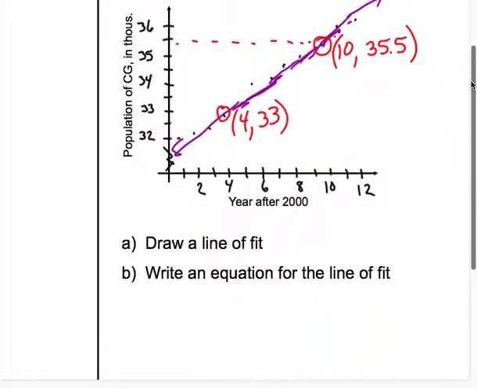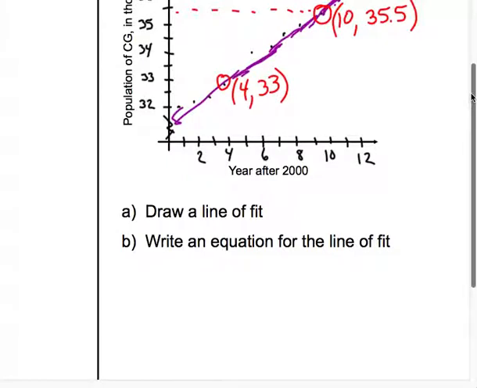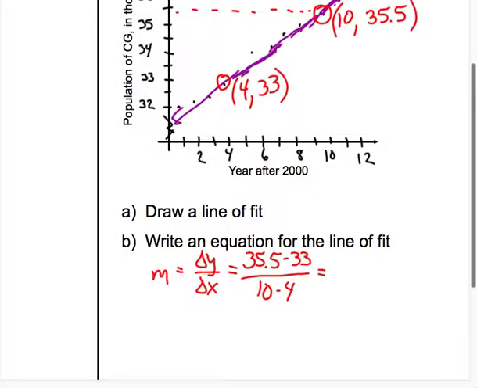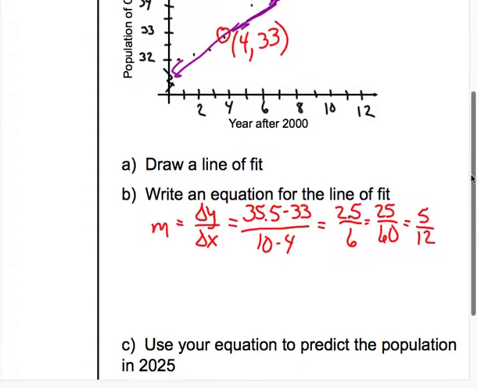So the first thing we need to do in order to write the equation of a line, if you remember, is find the slope, which is change in y over change in x. So I'm going to subtract my two y values and subtract my two x values. So that would give me a change in y of 2.5 and a change in x of 6. So to simplify, I'm going to multiply both of these by 10 in order to not have that decimal in my slope. And then when I simplify, I'm going to divide them both by 5. So I have a slope of 5/12.